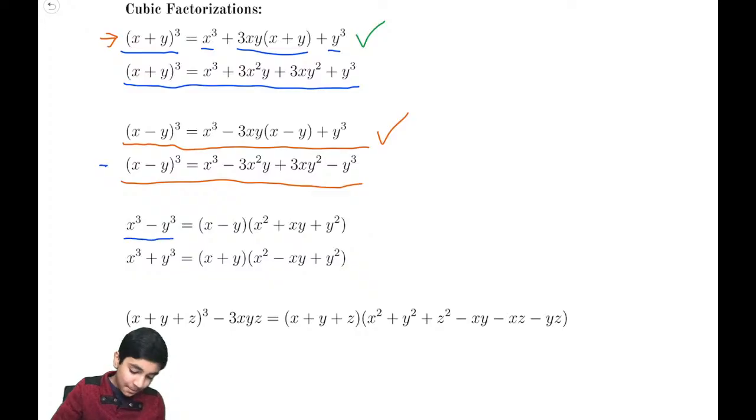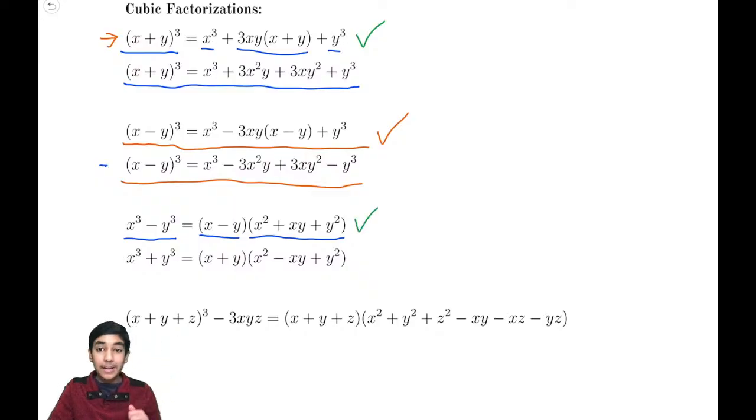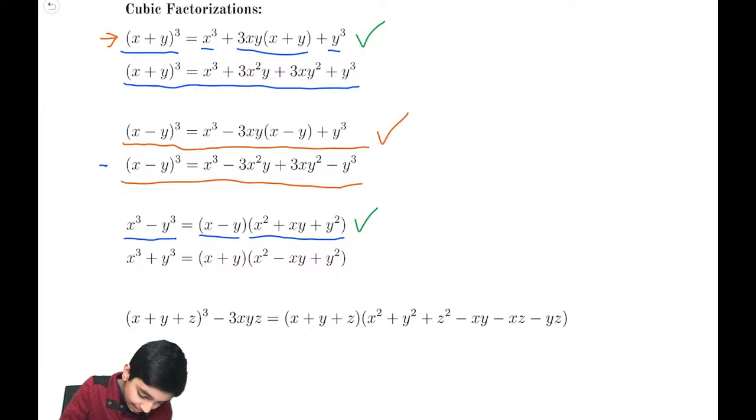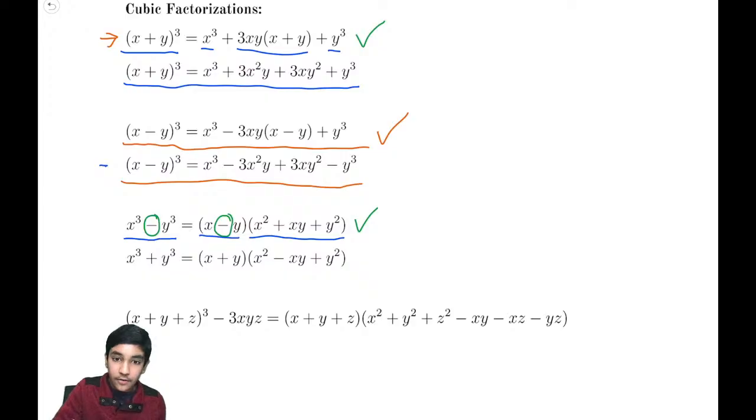And we also have that x cubed minus y cubed is equal to (x minus y) times (x squared plus xy plus y squared). So as you can see here, this is another important factorization. And this is something that people, including I, also used to get confused with earlier. So basically when we do x cubed minus y cubed, this term should be negative, and then this term should be positive here.